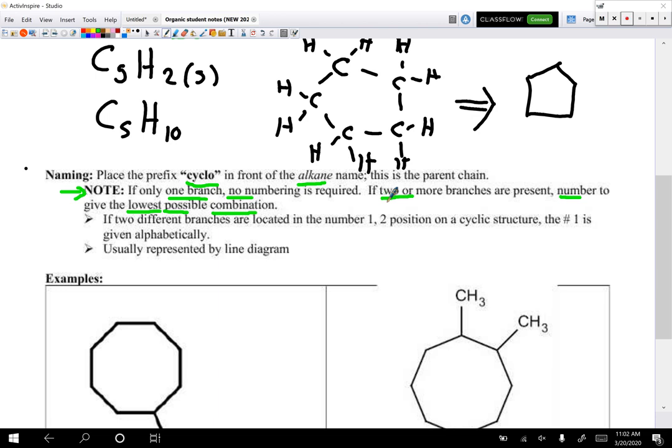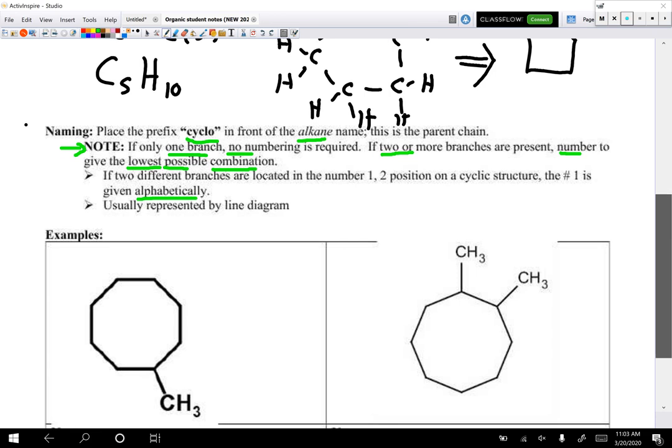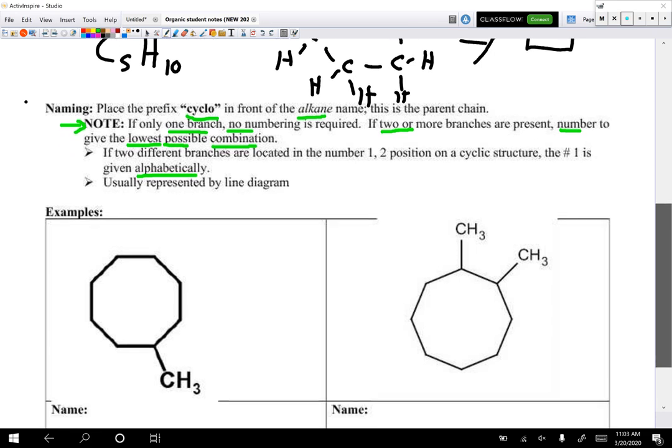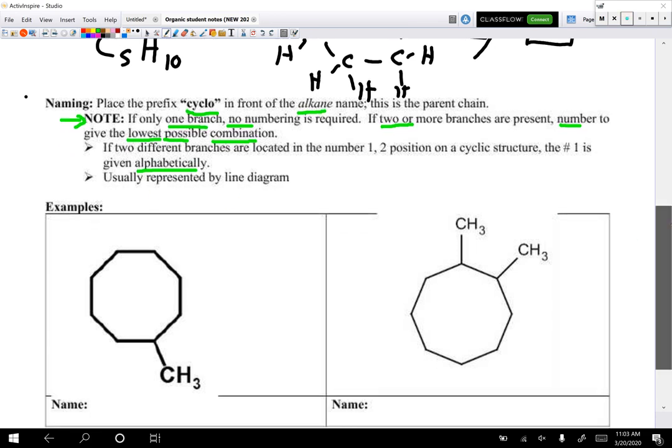So, lowest possible combinations. Now, if 2 different branches are located on the 1 and 2 positions, we list them alphabetically, just like we did with our alkanes. If we have this possible on 1 and 2, or 1 and 3 of the cyclic structure, carbon 1 is going to be the one listed alphabetically. We'll get into that in a bit. So we usually represent this with a line diagram.